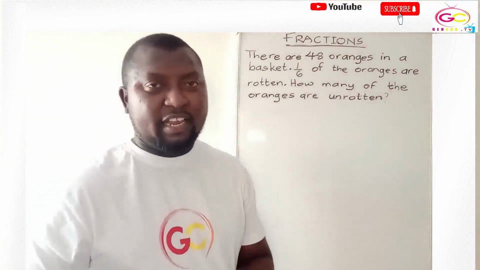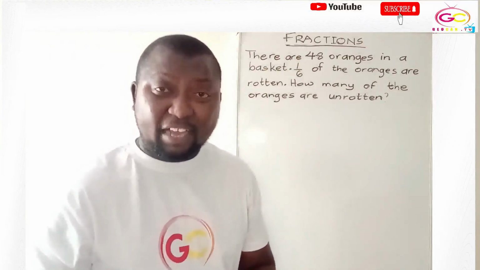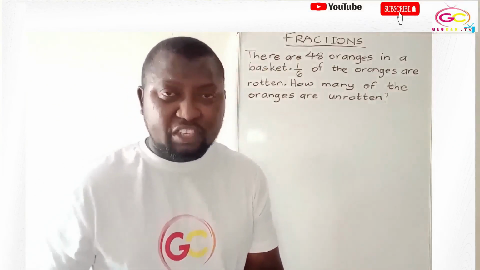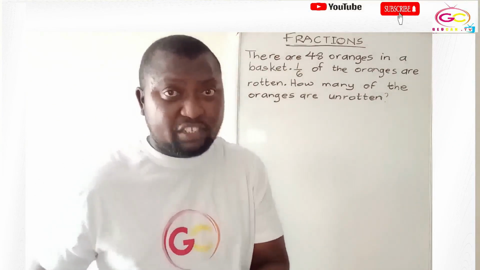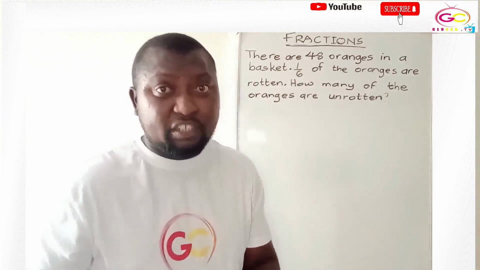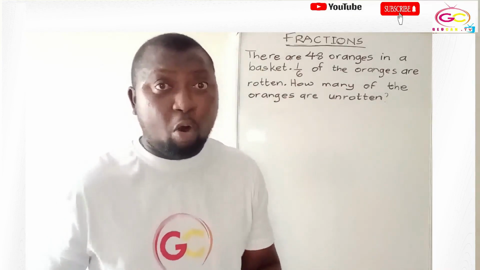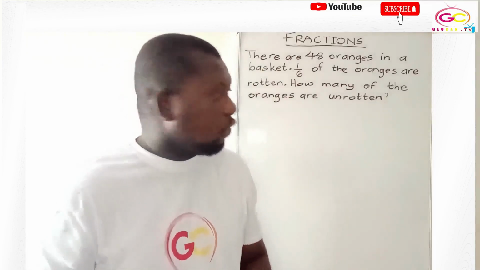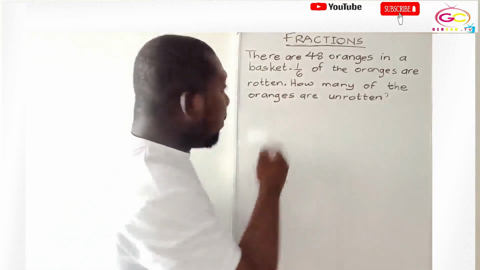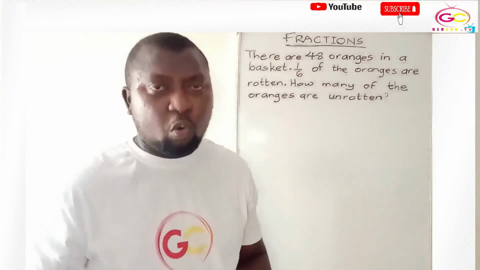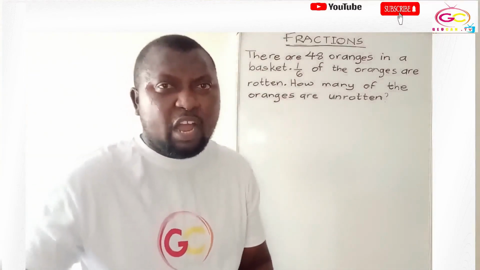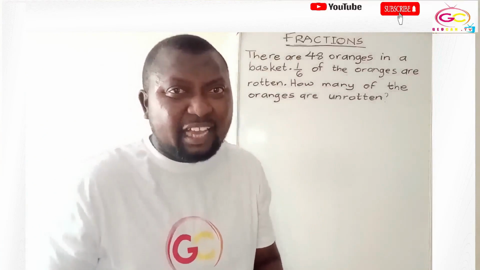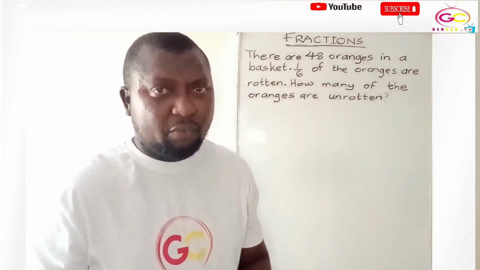The question is saying that in a particular basket, there are 48 oranges. And out of the 48 oranges, 1/6 of it is rotten. Rotten simply means it's gone bad, it's spoiled, it's damaged, right? Good. So the question wants us to look for the number of oranges that has not gone bad, right?